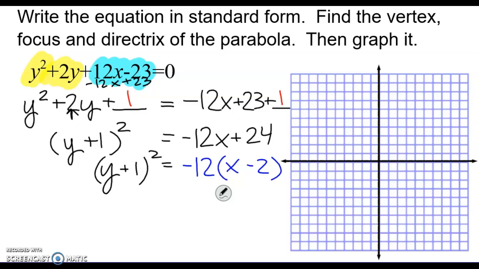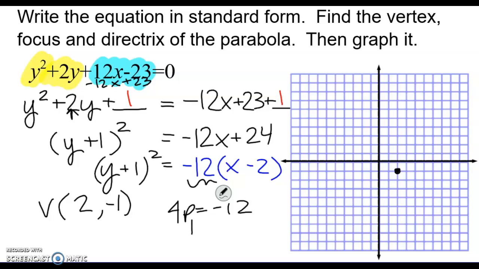Now I can find all of the things that I need to find. I know that it's going to open left. My vertex is at 2, negative 1. So 2, negative 1, that's right here. I know it's opening to the left, so I look right here. I know that 4p equals negative 12, so p is negative 3.